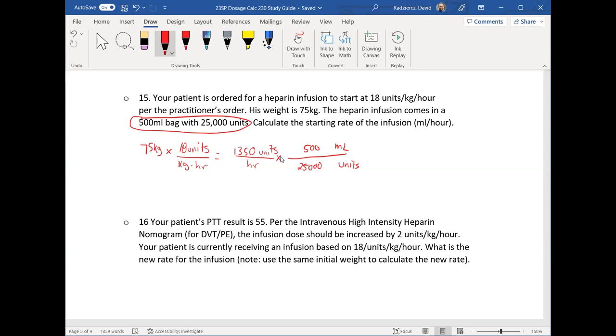So I'm going to take the 1,350 times 500 divided by the 25,000. And I'm going to get an answer of 27 milliliters per hour.